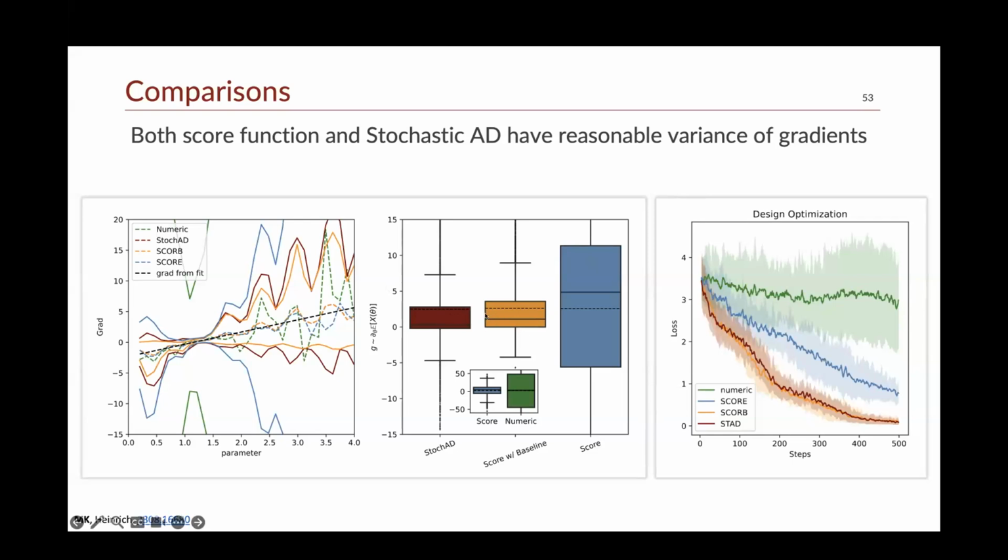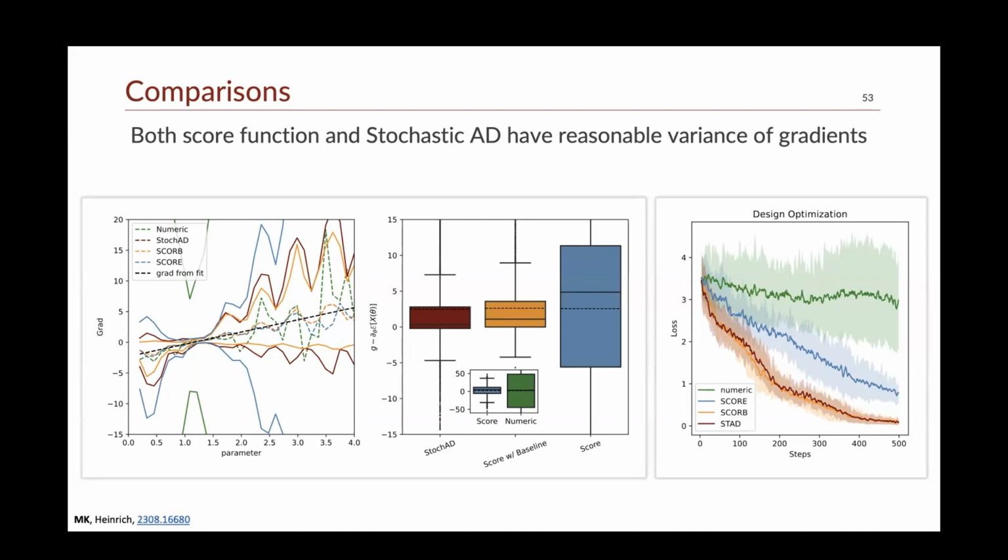And you can see in the middle, these are the box plots comparing at a specific parameter value, the 50% confidence intervals for the stochastic AD method and the score functions here. In yellow is a score function with some tricks to reduce the variance, specifically using control variates. On the right, you can see the optimization as a function of the number of steps, and as compared to numerical methods, these methods using the score function or the stochastic automatic differentiation optimize much faster.